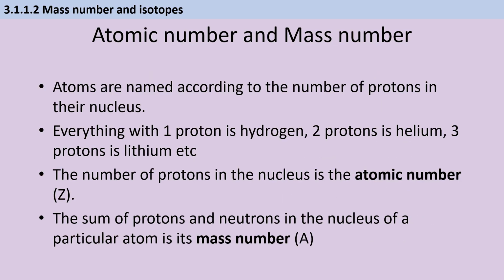We define an element based on the number of protons it has. Any atom with one proton is hydrogen, any atom with two protons is helium, and so on. The number of protons is called the atomic number, and this has the symbol Z because of the German word Zahl, meaning number. The sum of protons and neutrons in the nucleus of an atom is its mass number, and that's A. Mass number is always an integer because for one particular atom, the number of protons and neutrons is always going to be a whole number.